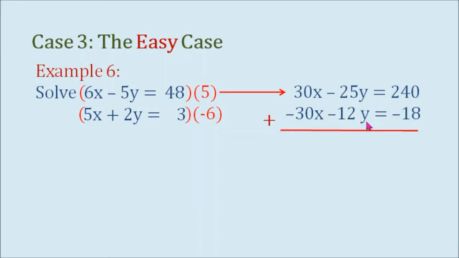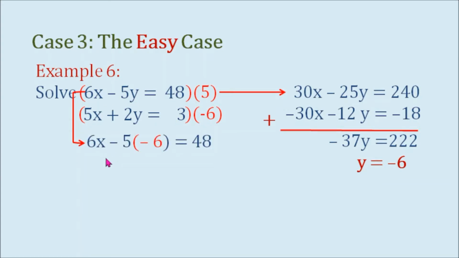-25y plus -12y equals -37y, and 240 plus -18 equals 222. Dividing both sides by negative 37, y equals negative 6. We can solve for x using either equation. Using the first equation, we are going to substitute y with negative 6. So that is 6x minus 5 times negative 6 equals 48.